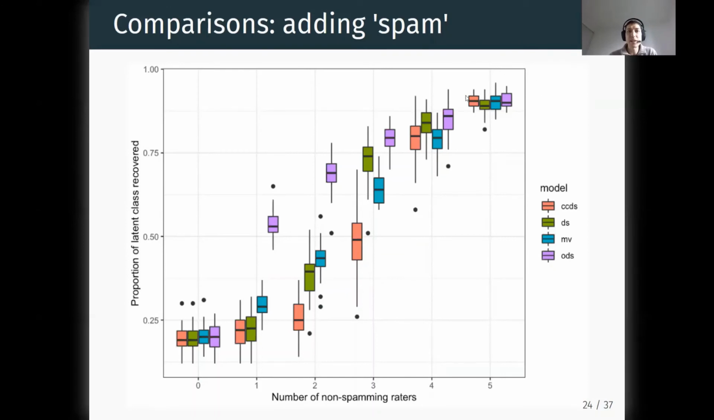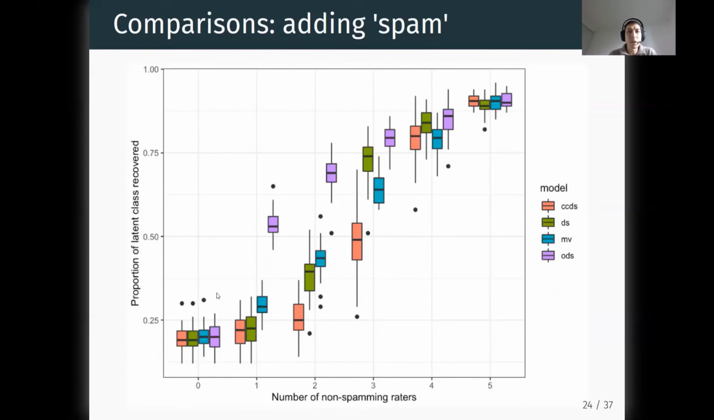On the right here, we have the scenario before, no spammers, every rater is an accurate rater. On the left here is every rater is a spammer. And in the middle, we gradually increase the number of non-spamming raters. So we have 1 informative rater, 2, 3, 4, up until we have all of them. So let's see, on the right, we have the performance results you saw before. So we understand those.